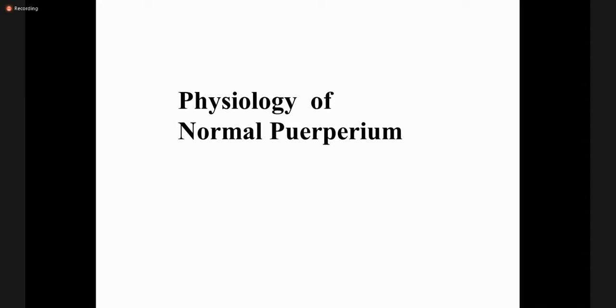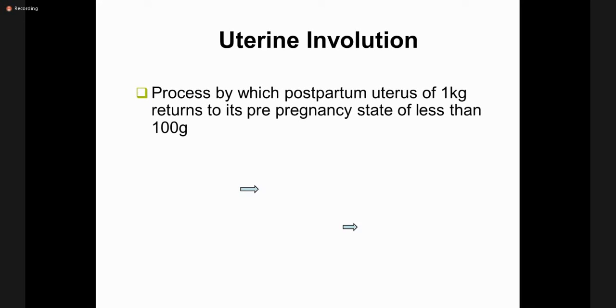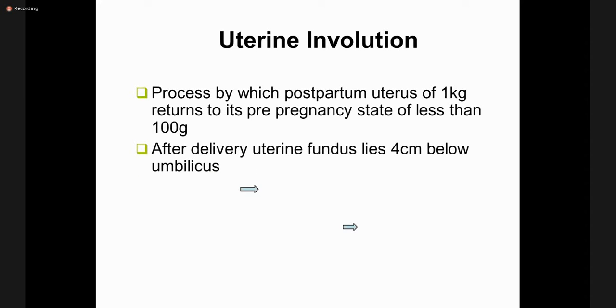Okay, we'll be dealing with the physiology of normal puerperium. What happens in the normal puerperium? There is uterine involution. It's a process by which the postpartum uterus of 1 kg returns to its pre-pregnancy state of less than 100 grams. As the uterus is enlarged because it has a baby, soon after delivery the postpartum uterus is about 1 kilogram, and it returns to less than 100 grams during this phase. So this is called uterine involution.